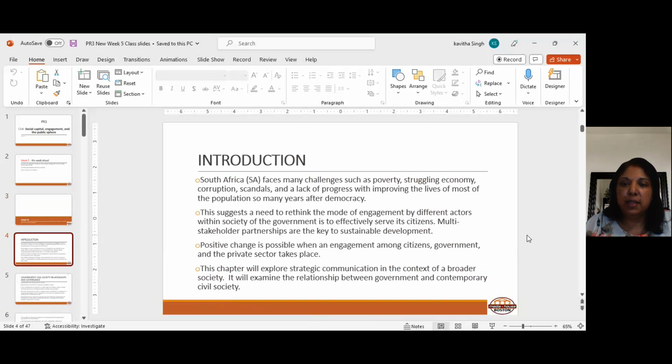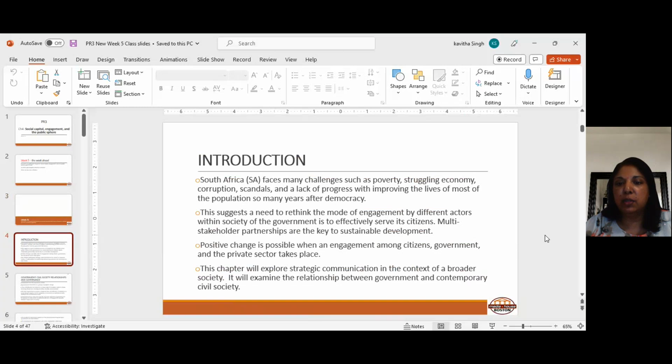There are other indicators or tools that you can research. Different industry bodies or organizations conduct, for example, the ease of doing business in South Africa. You can also look at a report that indicates the corruption levels in South Africa, and it will tell you how we are ranked compared to other countries around the world, or if you just want to look at the African continent, how South Africa is positioned. So this suggests a need to rethink the mode of engagement by different actors within society, of the government, to effectively serve its citizens.